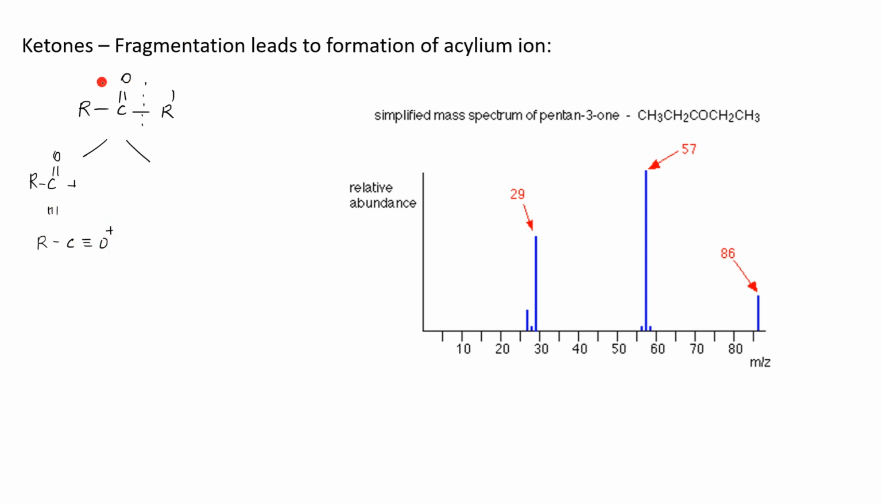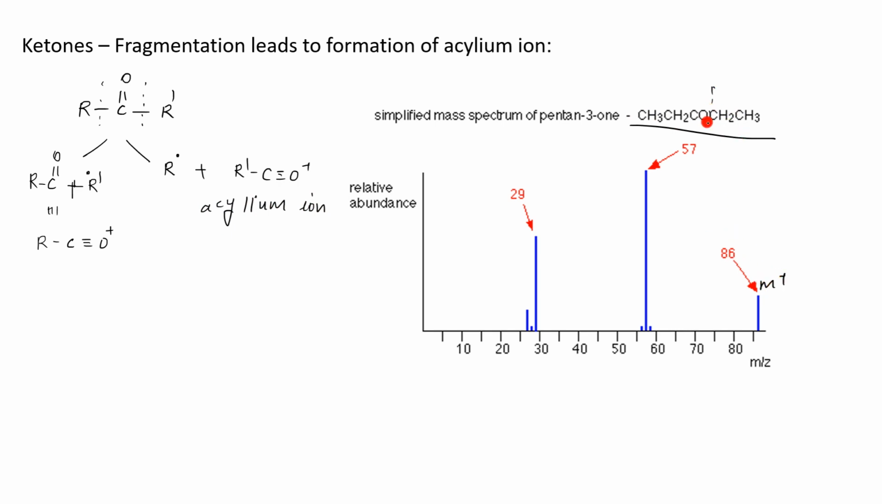Or it may cleave over here. So here you will get R dash radical, and the other pattern will be R radical, and this will be R dash C triple bond O plus. This is called as acylium ion. So fragmentation takes place in such a way that a stable acylium ion is formed. So for example, it is this, it's symmetrical. So this is your M plus value.